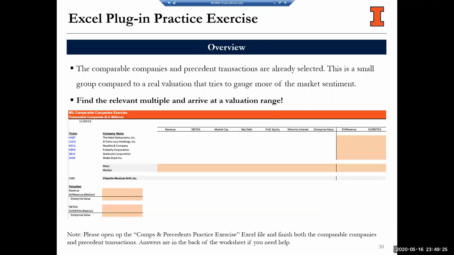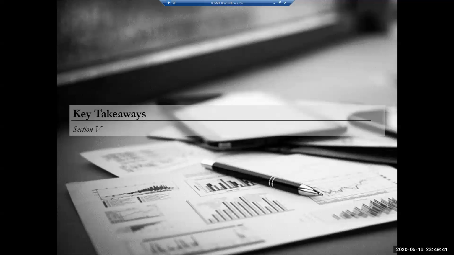Okay, so for today, we're going to go ahead and build out a comparable company set and precedent transaction set based on some already selected comparable companies for Chipotle. We're going to find the relative multiple and arrive at the valuation range. So please pull up the Excel exercise for today.